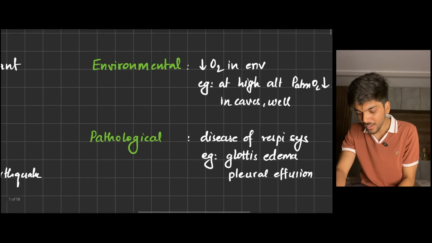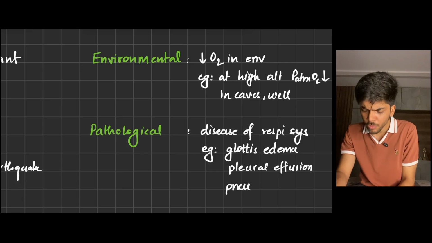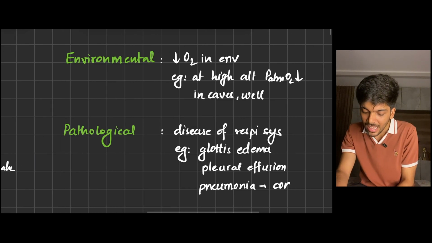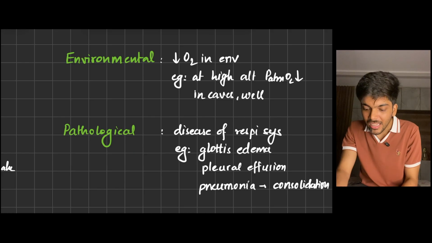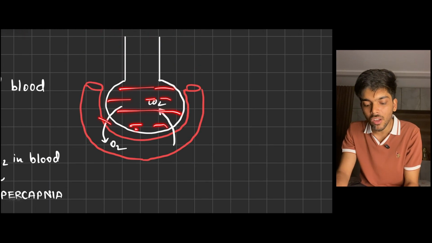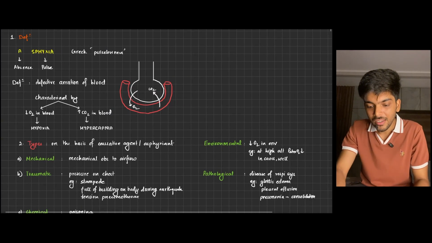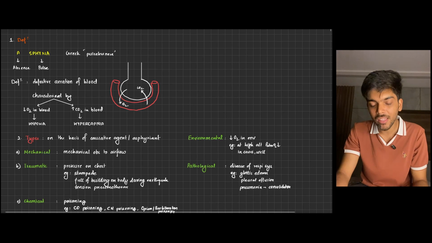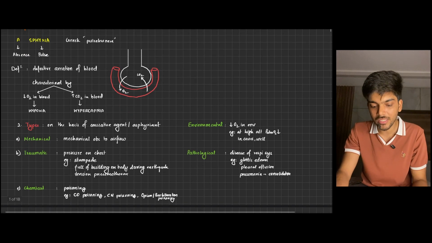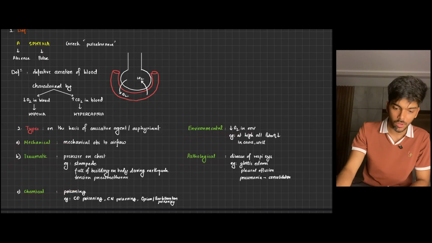And finally, another example could be pneumonia. Why pneumonia? In pneumonia, there is consolidation of the lung. That is, the alveoli are filled with inflammatory fluid. And if the alveoli are filled with inflammatory fluid, exchange of gases won't take place. And with that, we are done with the definition of asphyxia and the various types of asphyxia. What are the various types of asphyxia? We have the mechanical, traumatic, chemical, environmental, and pathologic.